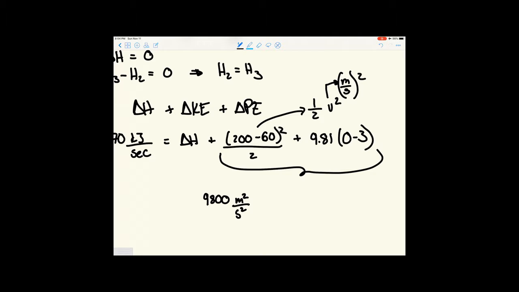A good thing for us is that it works out the exact same way with the potential energy, which gives us a value of 29.43 meters squared per second squared, for a total of 9,770.57 meters squared per second squared.